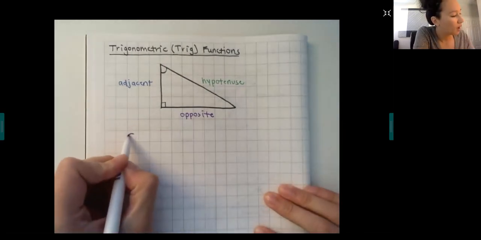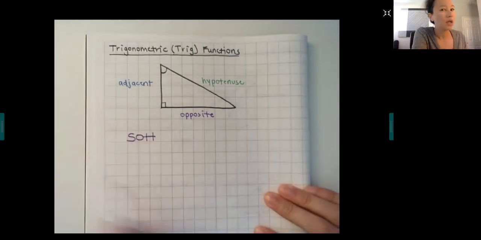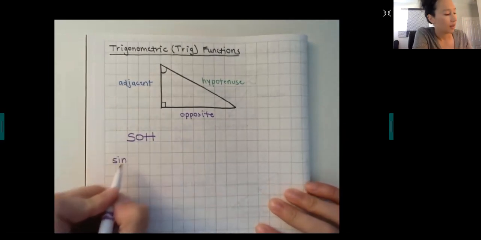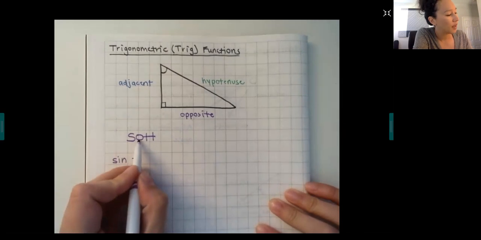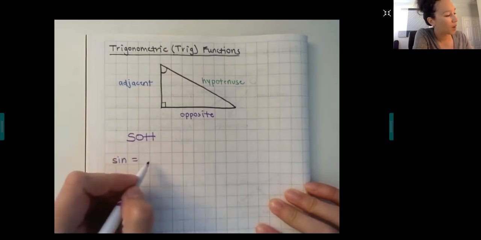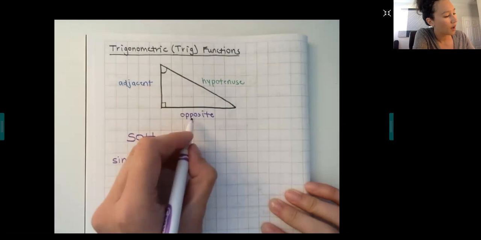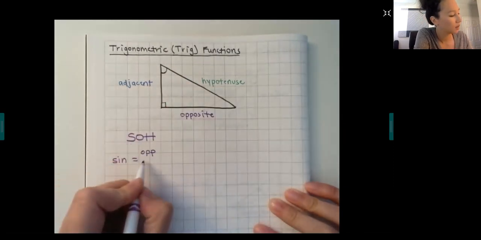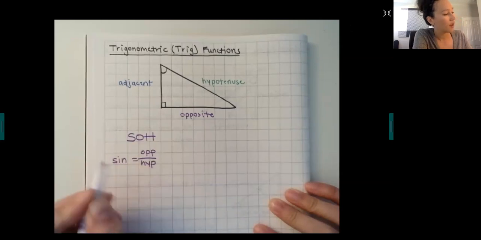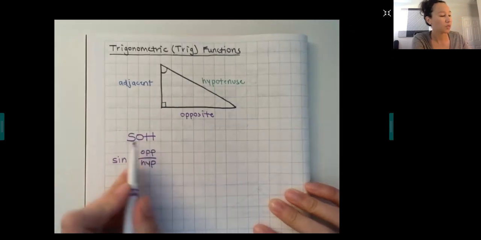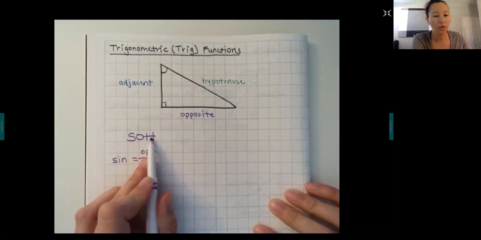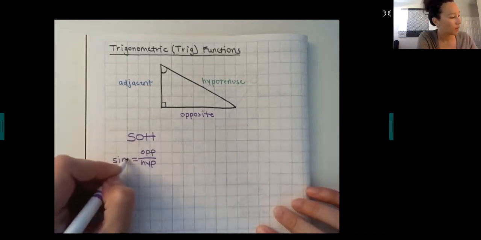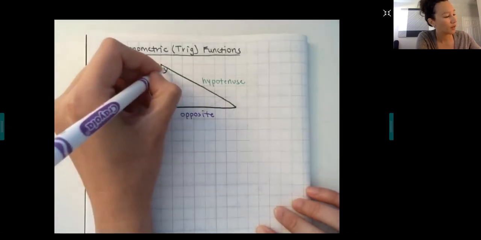Okay, so we have SOH, which is sine, and that equals the opposite over the hypotenuse. So the opposite side over the hypotenuse. And we remember it by SOH. So sine equals opposite over hypotenuse. And we'll call this angle x.